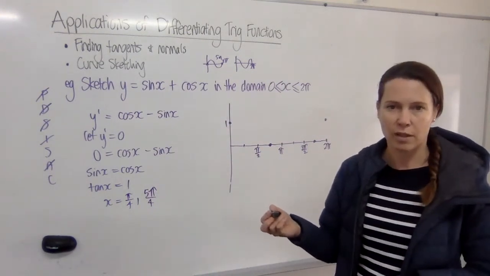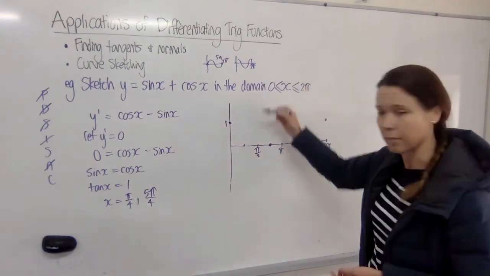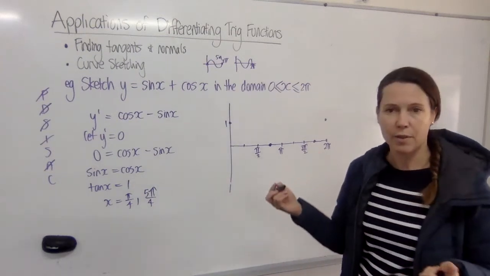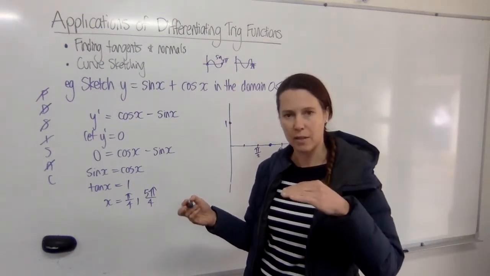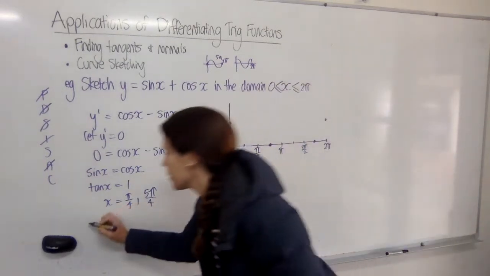Now we need to ask two things. When x is either of these values, what's y? Because that way we can put them on our chart. And we also have to think about whether they're minimums or maximums, so whether they're high points or low points. So first let's find the points.